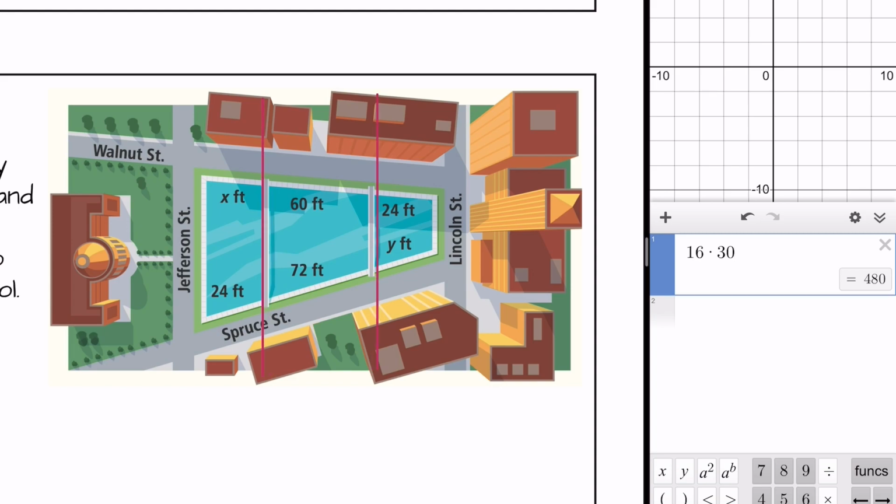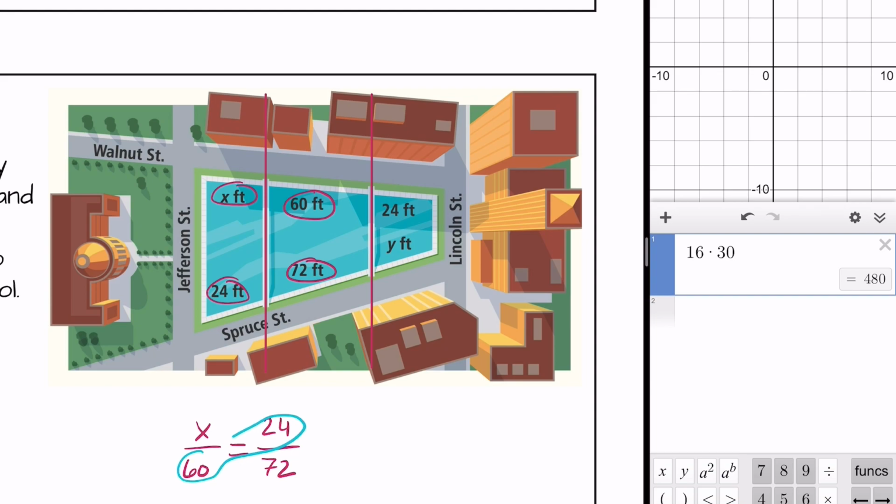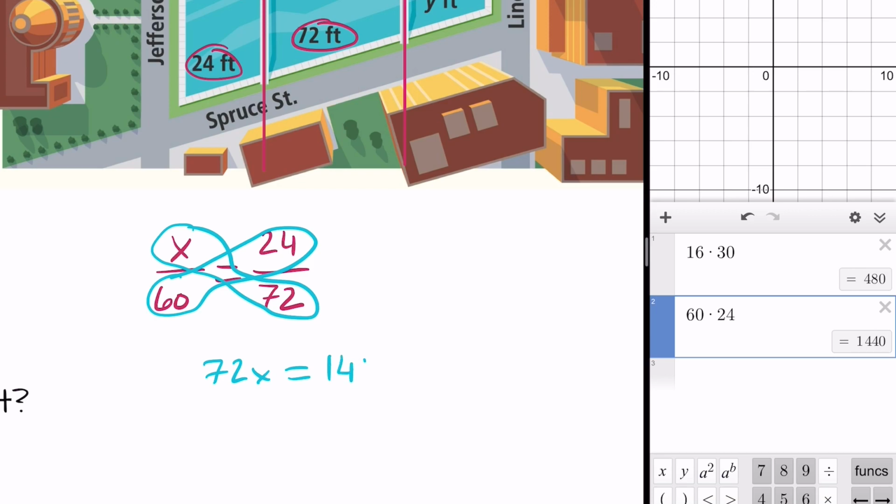So you have that parallel line and these two parallel lines, and these are like our fraction bars. So we're going to compare x to 60, so x over 60. And then we go left to right again, 24 to 72. And we will find our cross products. So 72x equals 60 times 24, which is 1440. And divide 1440 by 72, and we should get 20.